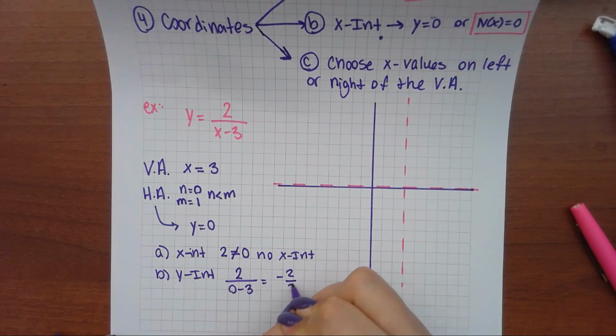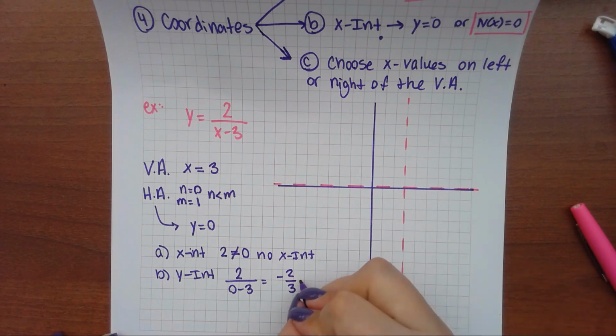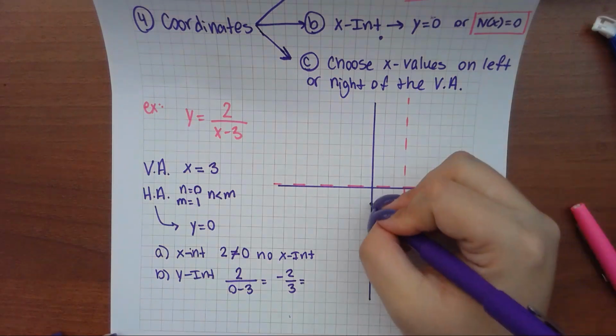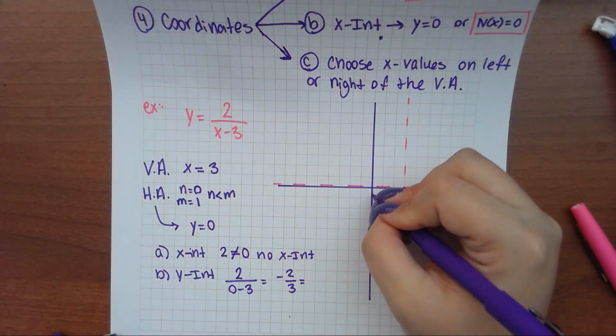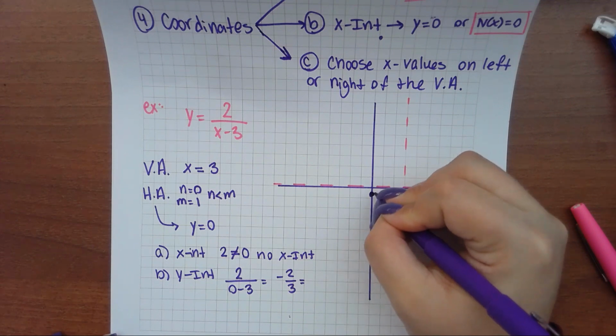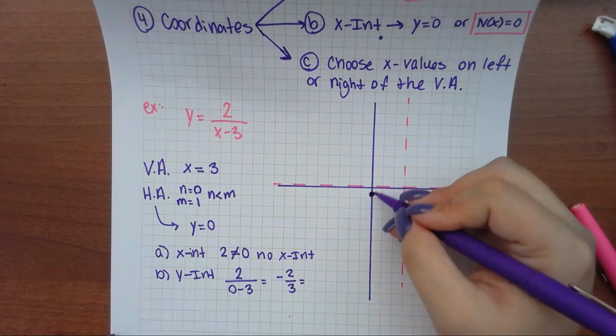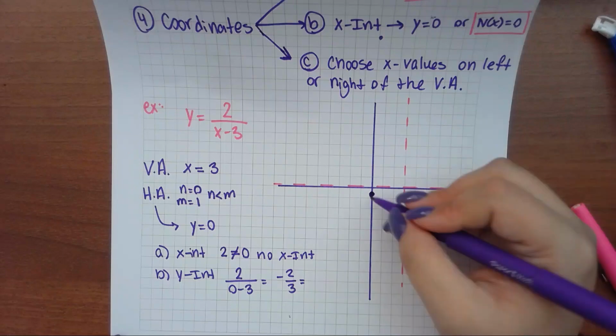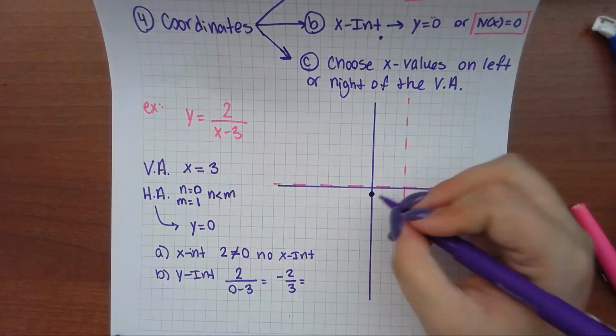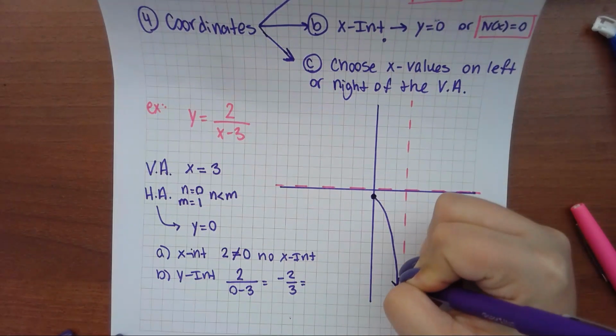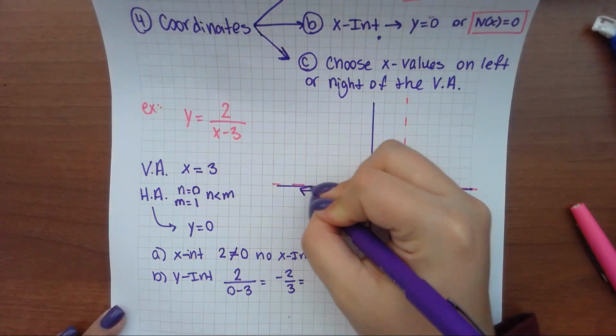Now just roughly estimate negative 2/3. It's going to be down here somewhere, greater than negative 1 and less than 0. So I already know now that this is part of my graph. And that part of my graph is in this quadrant.